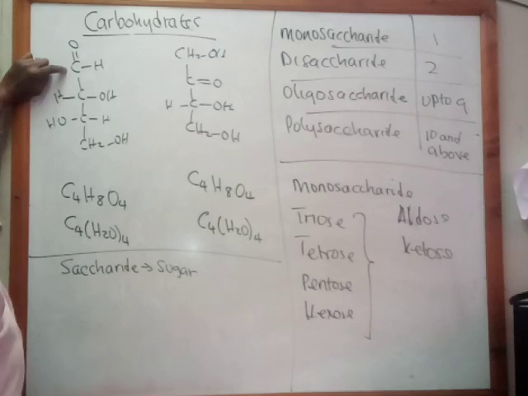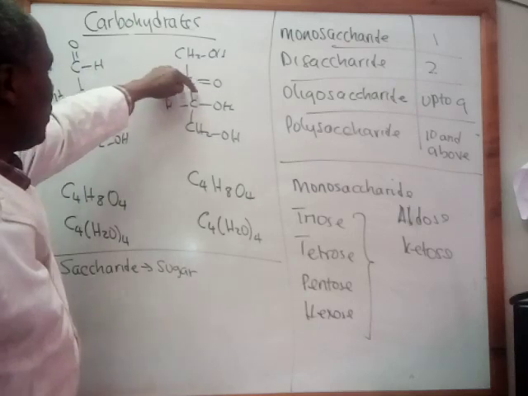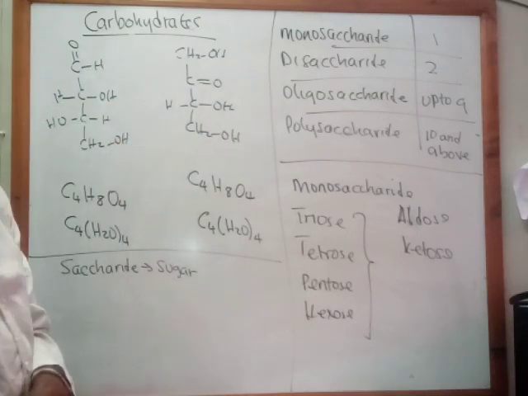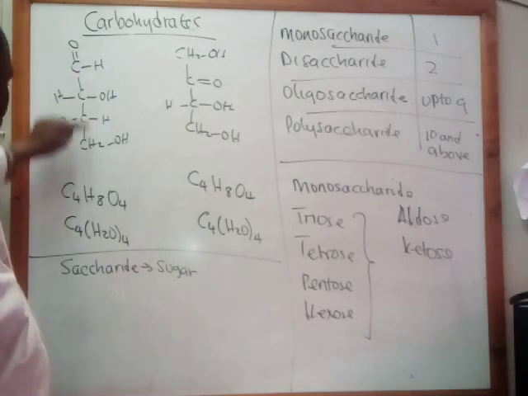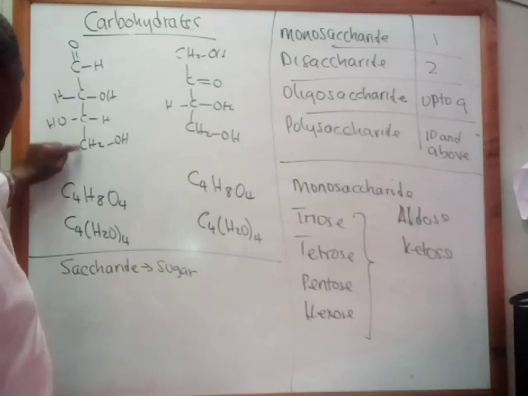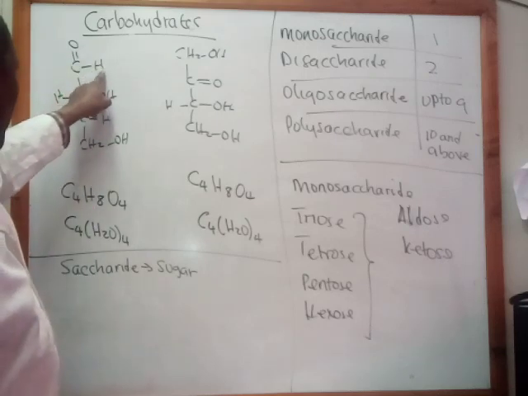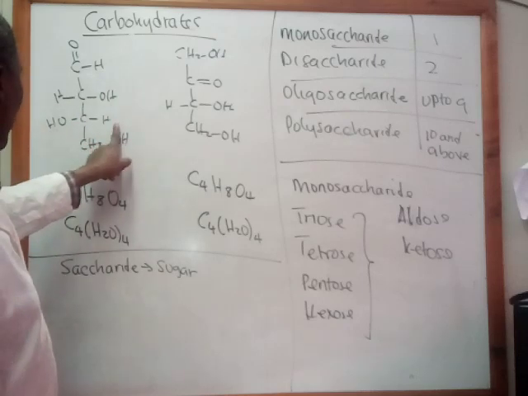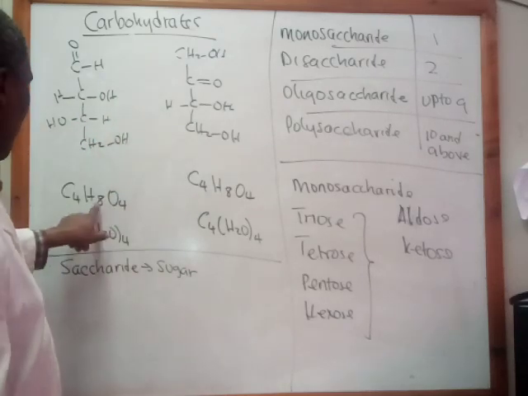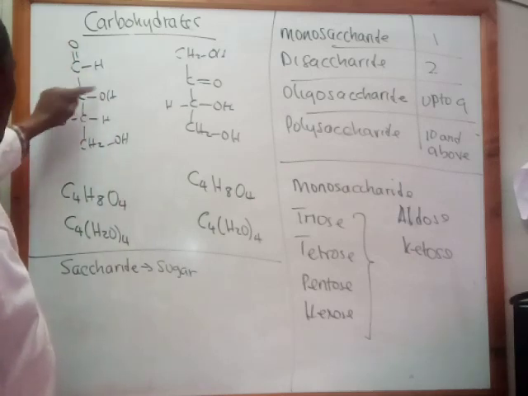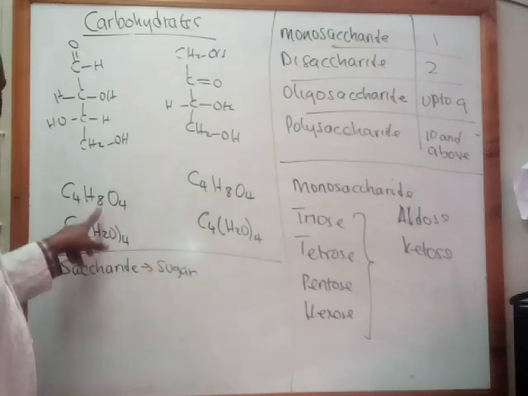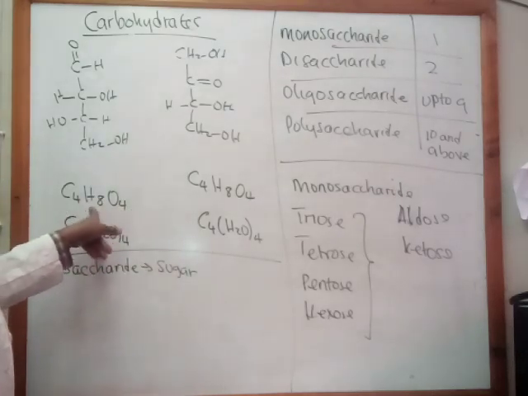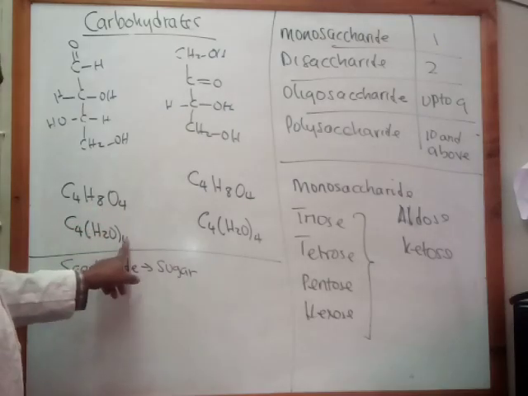Let's look at this structure. It's got an aldehyde, and it's got 1, 2, 3, 4 carbon atoms. The one for the ketone has got 1, 2, 3, and 4 carbon atoms. So the one for the aldehyde has got how many? 1, 2, 3, 4 carbon atoms. Hydrogens are 1, 2, 3, 4, 5, 6, 7, 8. And then oxygens are 1, 2, 3, 4. So it is C4H8O4, and this can be put as (C)4, and then the H8O4 can be put as (H2O)4.